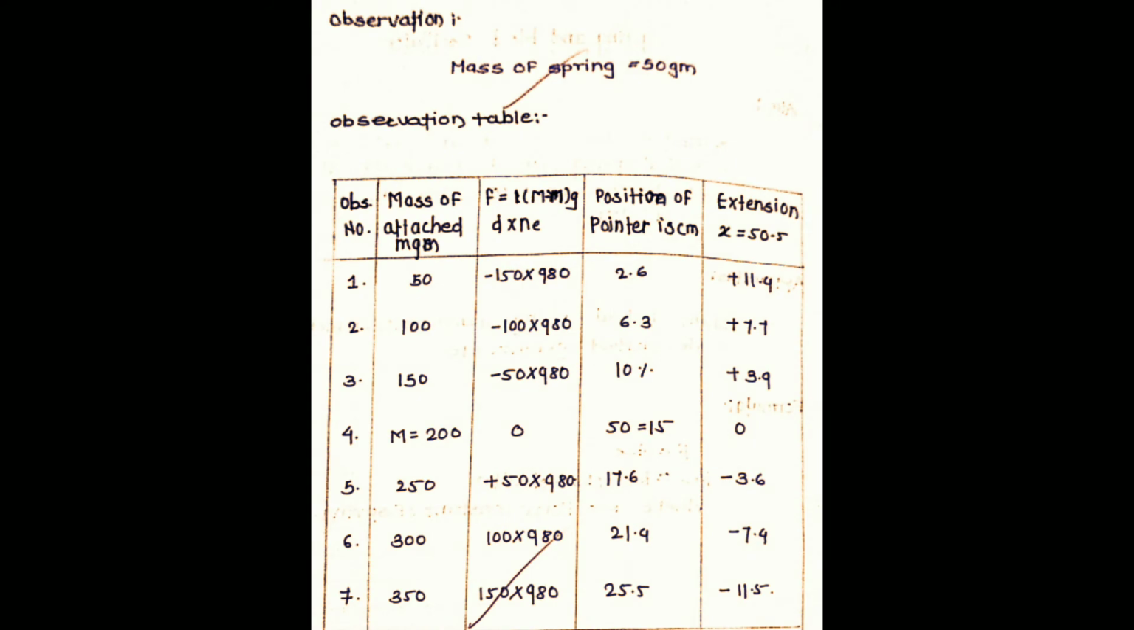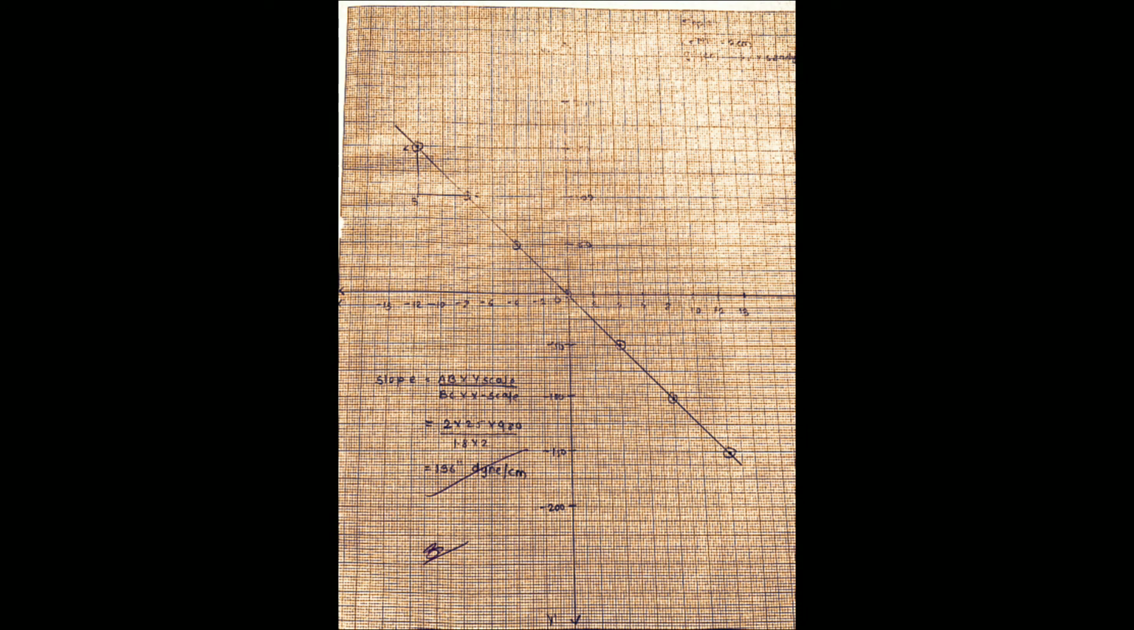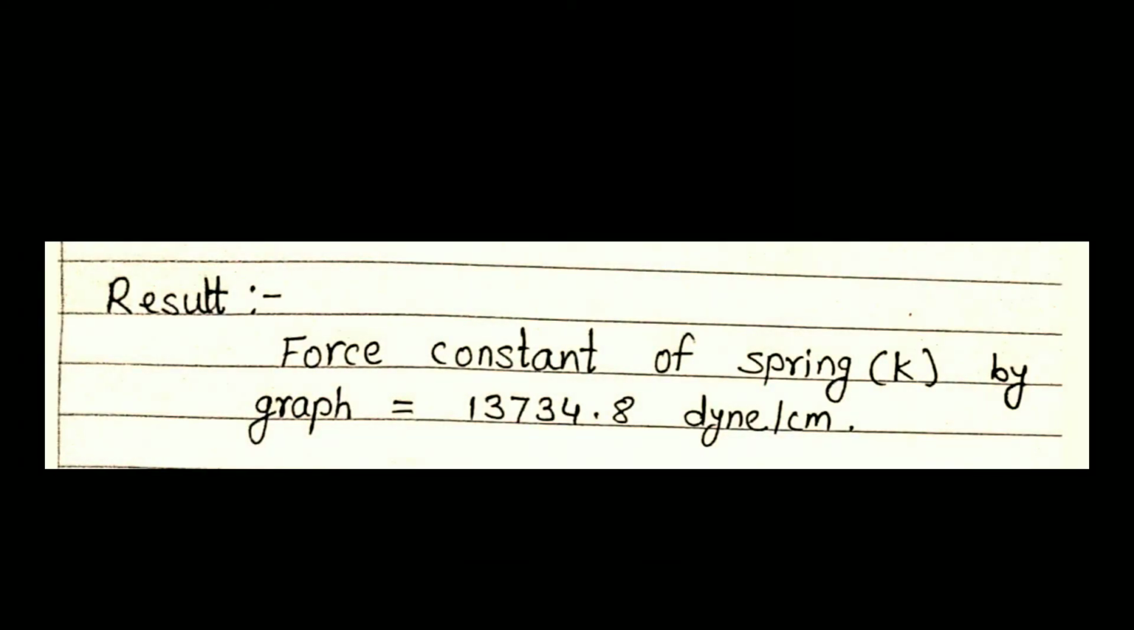And according to our experiment, now we will calculate the extension, that means displacement x, from this table. And when we plot the graph of load and extension, where load represents force and extension means x, we will get a graph like this. And the slope of the graph will directly give you the result, that is nothing but the force constant of the spring.